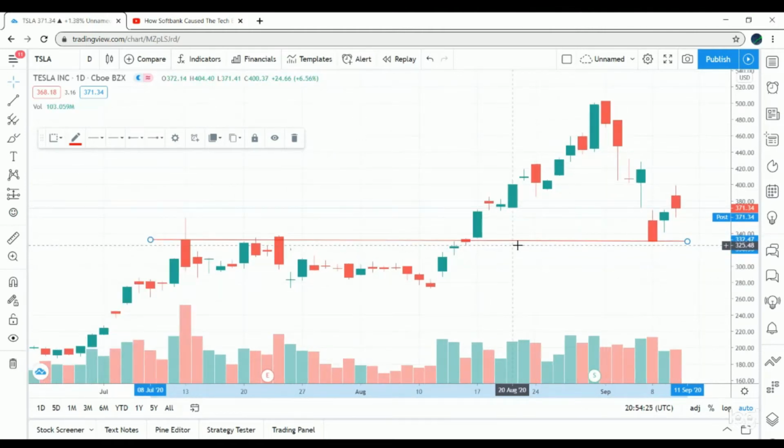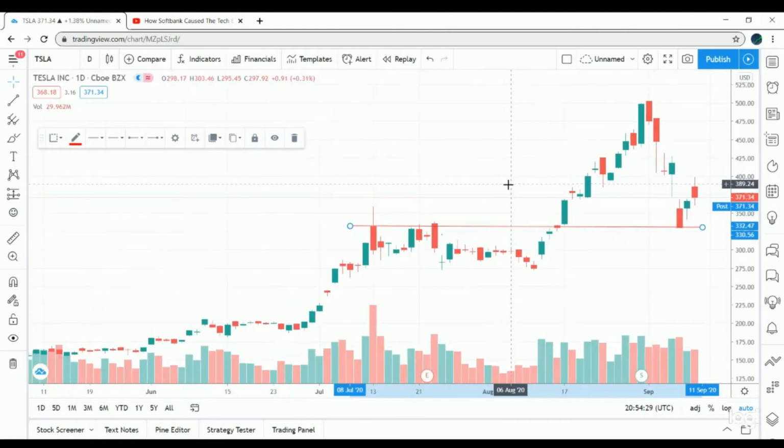Now that I've covered support and resistance, I'm going to draw out a few more support and resistance lines for Tesla, and I'm going to say where I think Tesla could go in the next few weeks to a month, based on a few fundamentals, but a lot of it is going to be based on technical analysis here, support and resistance. So let's get into it.